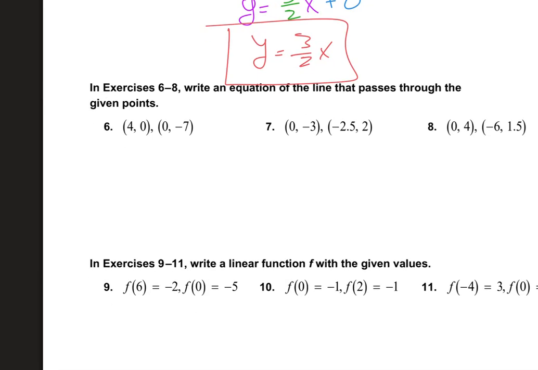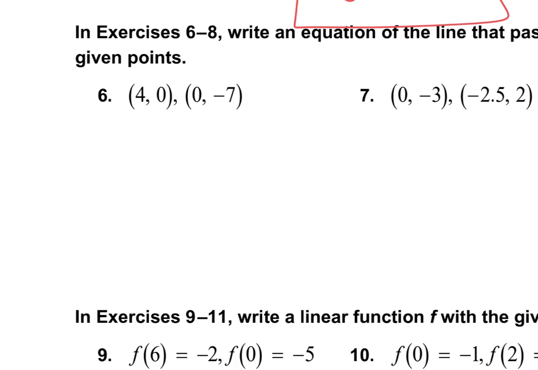Write an equation of the line that passes through the given points. Okay, well, we have y2 minus y1 over x2 minus x1. x1, y1, x2, y2. So I have negative 7 minus 0 over 0 minus 4. That is negative 7 over negative 4. So our slope is positive 7/4.